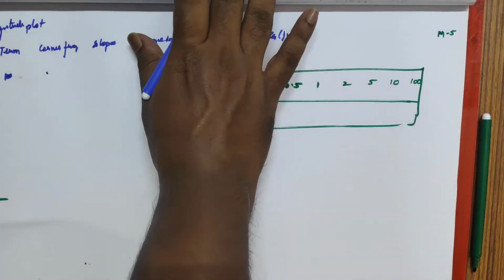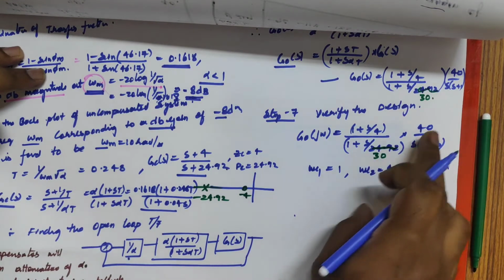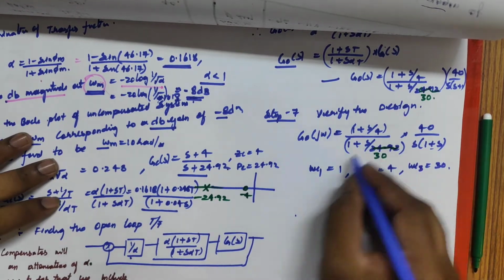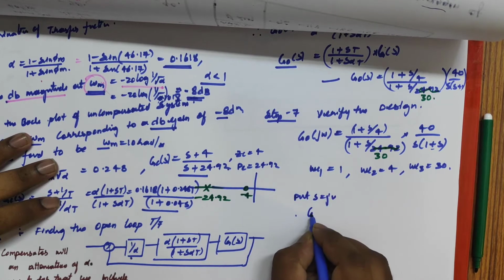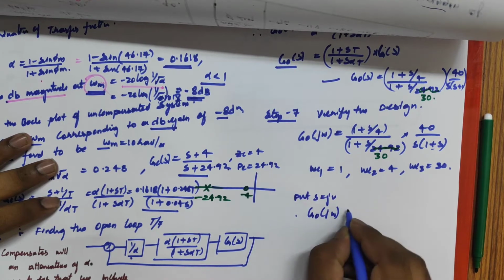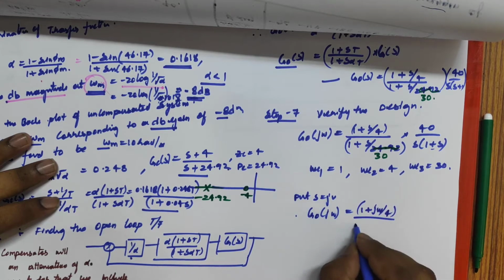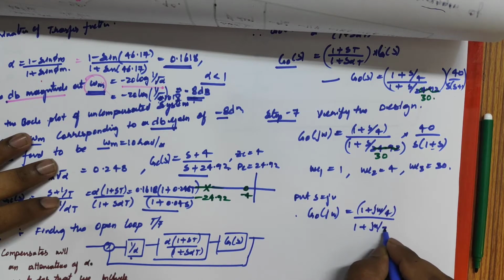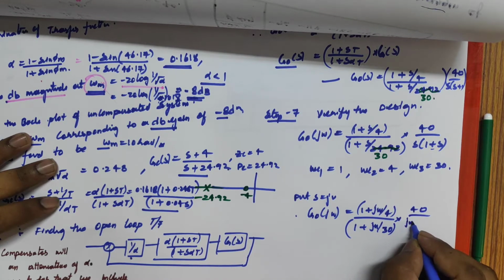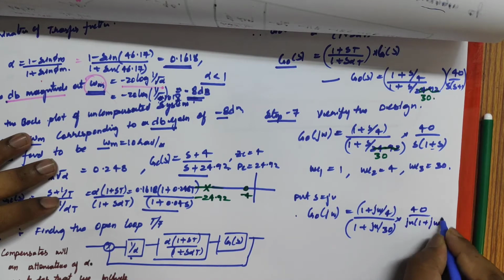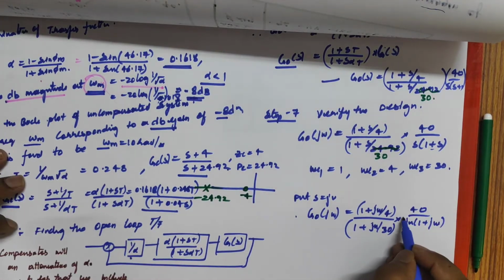So the magnitude term, we initially put s equal to j omega, we should not forget that. It is 40 by j omega into (1 plus j omega), with (1 plus j omega by 4) in the numerator and (1 plus j omega by 30) in the denominator. From this we get the corner frequencies.